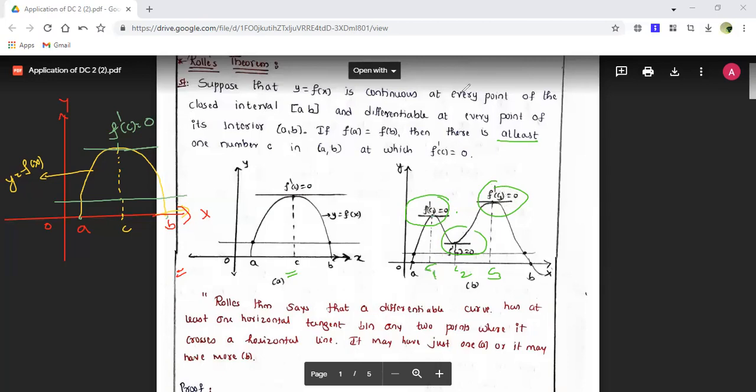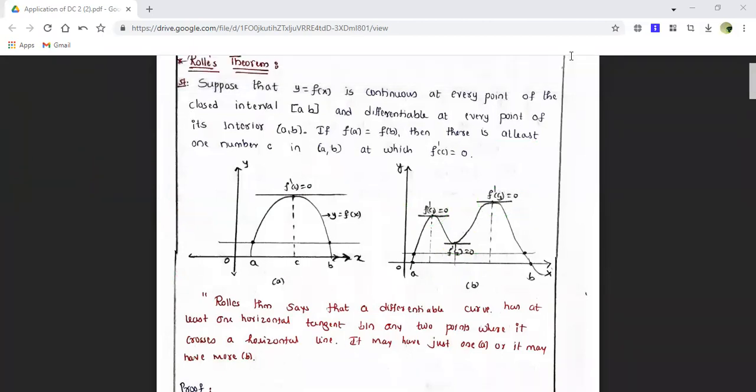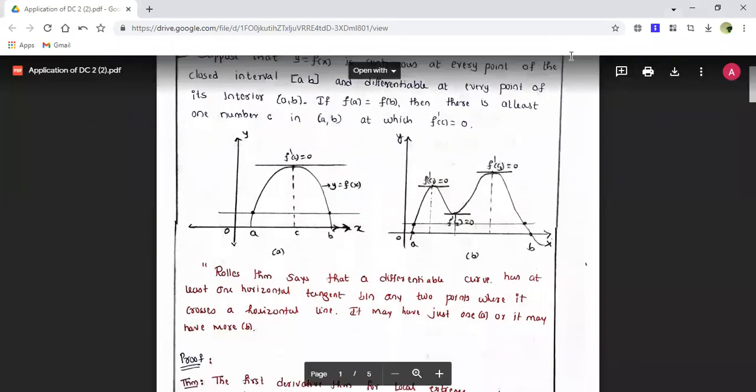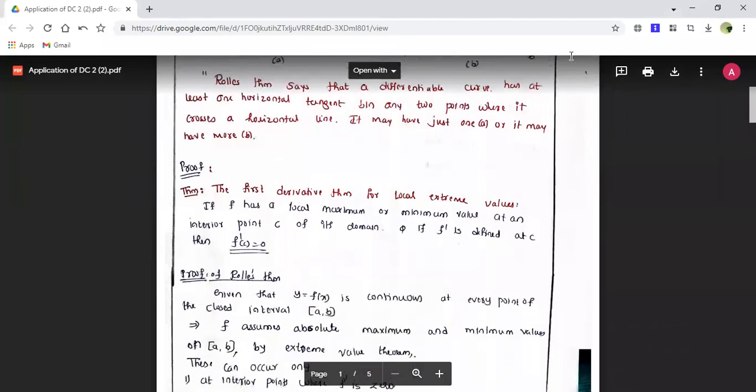In order to prove this, we need some more theorems like the extremum value theorem, the first derivative theorem, and the intermediate value theorem. So let's understand now how to prove this. Before the first derivative theorem, the extremum value theorem says that if you have a function f of x which you define in the closed interval a, b.